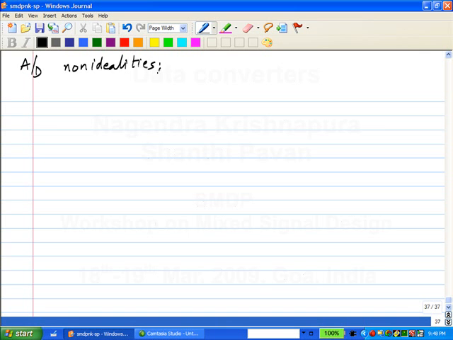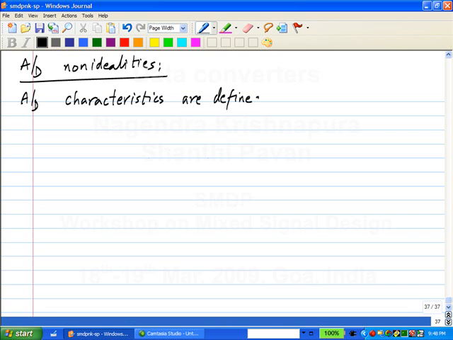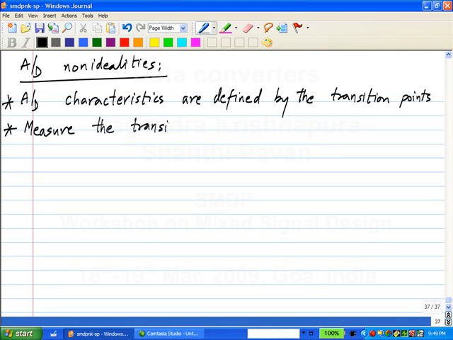First of all, A to D characteristics are defined by the transition points, because those are the interesting points of the characteristics. Elsewhere it is just flat. So to measure an A to D, or simulate it, you measure the transition points, basically the input voltage Vin of K, and K goes from 1 to 2 to the n minus 1.